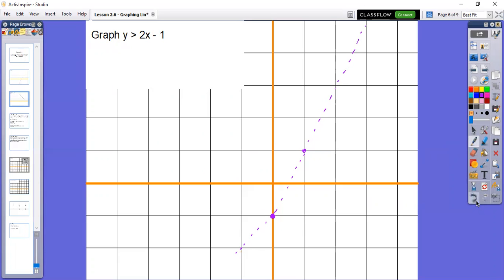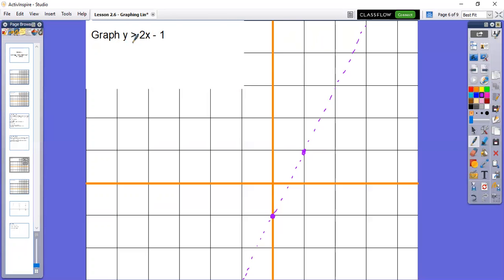And ooh, that was not even close to where it was supposed to go. So in order to demonstrate that this is true, let's just take a point. Let's take this point right here. We're going to take the point 1, 1. And we're going to plug in: 2 times 1 is 2, minus 1 is 1. 1 is not greater than 1. 1 is equal to 1, which means that this point is not actually included in my solution, which is why this is on a dotted line.